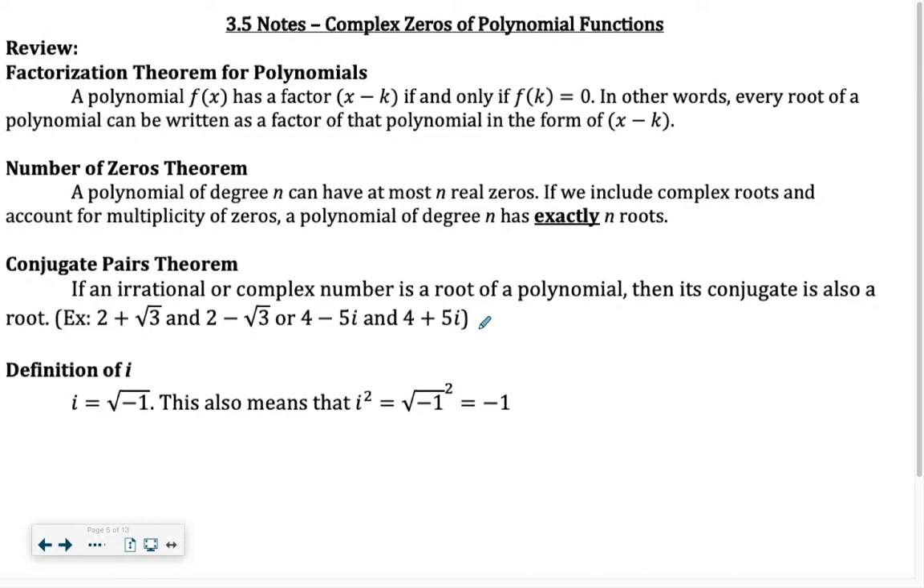And then the definition of i. i is an imaginary number, and it's defined as the square root of -1. So another key here that we're going to be including in this section is i squared. i squared would be the square root of -1 squared, that we say is just equal to -1. And that's going to be key in solving some of these problems here.